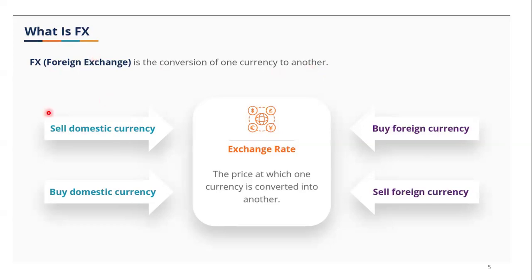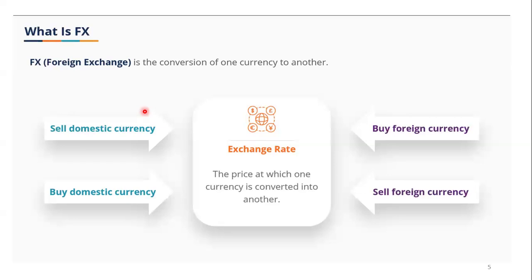So supposedly you have your domestic currency and you want to sell your domestic currency and buy foreign currency. What you're actually doing there is you're participating in the Forex market because you're converting one currency to another. And vice versa, when you have foreign currencies and you want to sell the foreign currencies and purchase domestic currency, you are also doing the conversion of one currency to another. You're also a participant of the foreign exchange market.